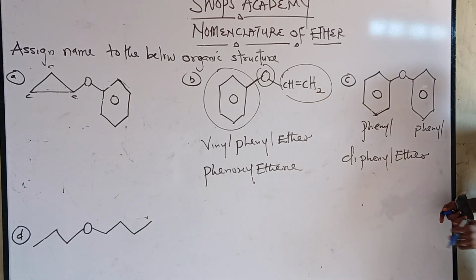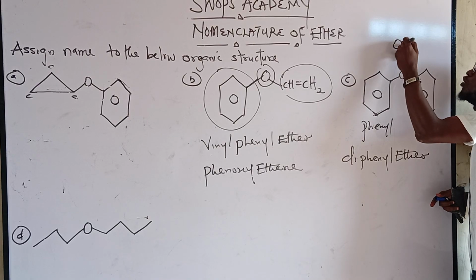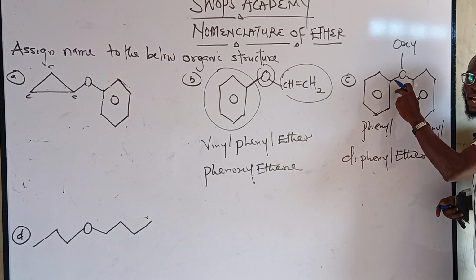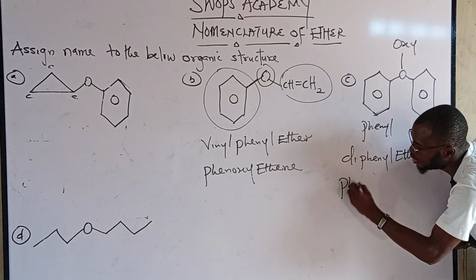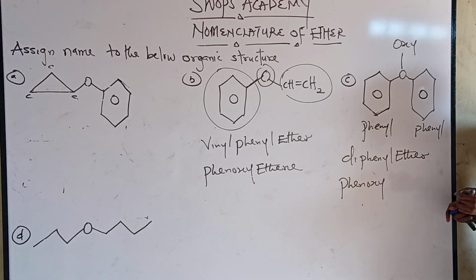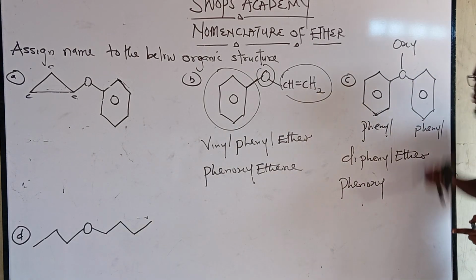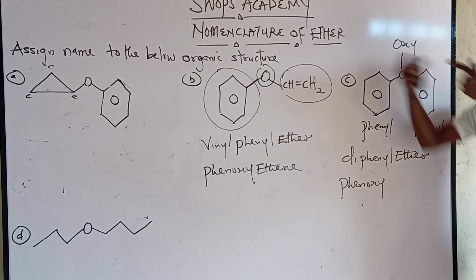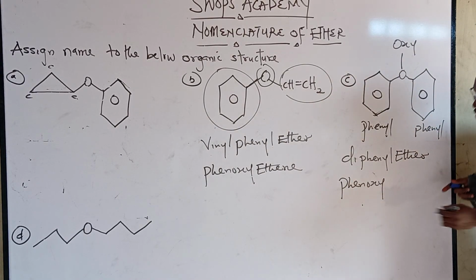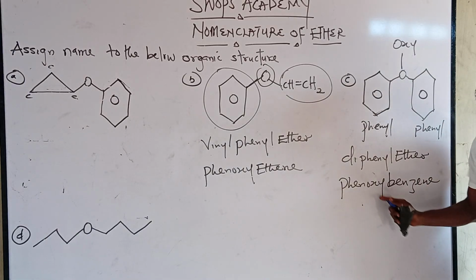Then let's name this in a substitutive method. What would that be? You pick one substituent, you add it with this ether. We know that this one will be oxy. This one is phenyl. When you add phenyl with oxy, what would that be? It will be phenoxy. Then you make the other phenyl the parent name. You will not call it phenyl again. You will now call it what? Benzene. Because this phenyl is removed from benzene. It is derived from benzene. So you have phenoxy what? Phenoxybenzene. This is the substitutive method.